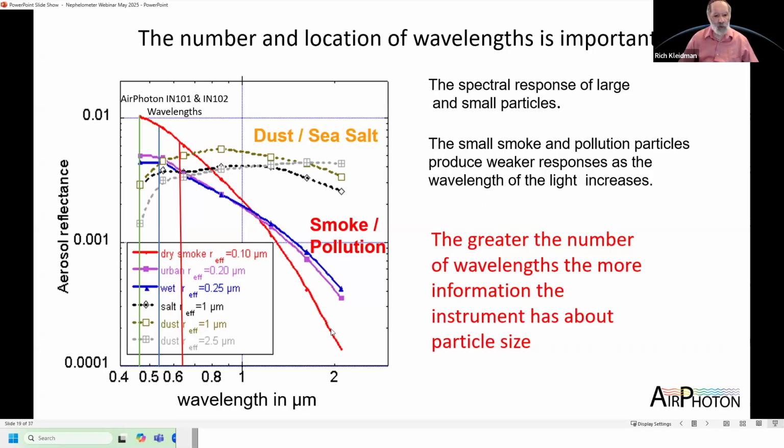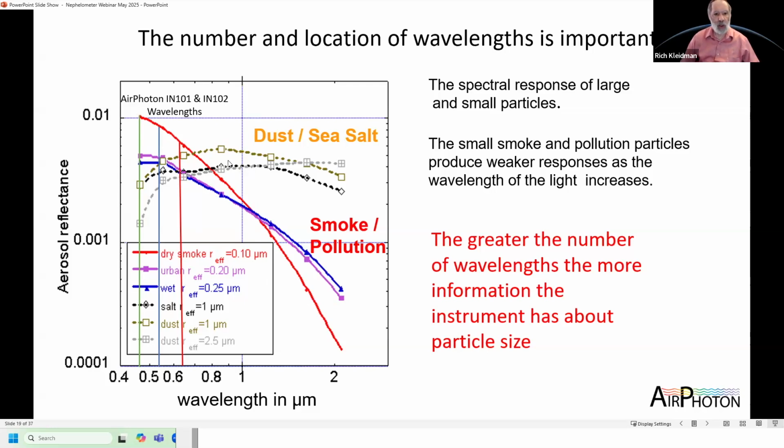So again, just in the theory, if we're looking at response versus wavelength, as you go from shorter wavelengths to longer wavelengths, if you're looking at small particles like smoke or pollution, which are very small, the larger wavelengths are less sensitive or insensitive to the small particles. And so you will get this slope. So you can actually use this change in sensitivity to your advantage to learn something about the size of your particles. Are they small? Are they large?